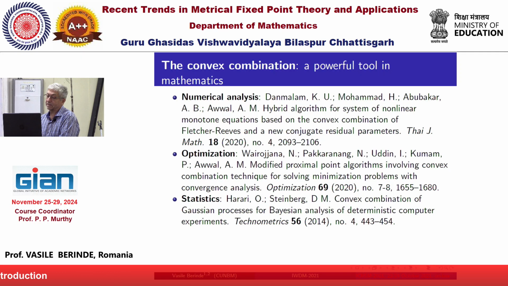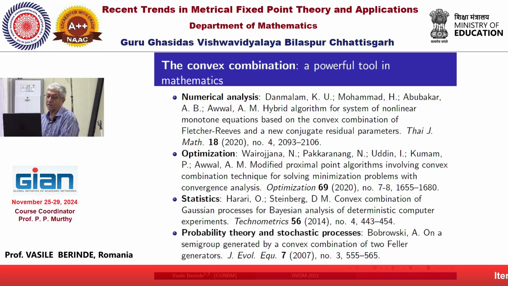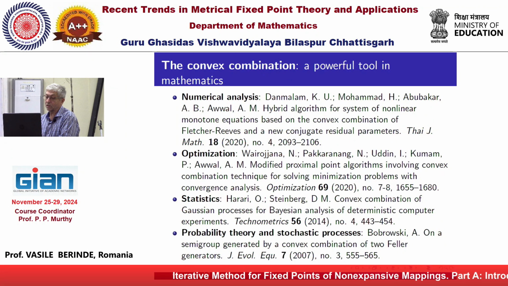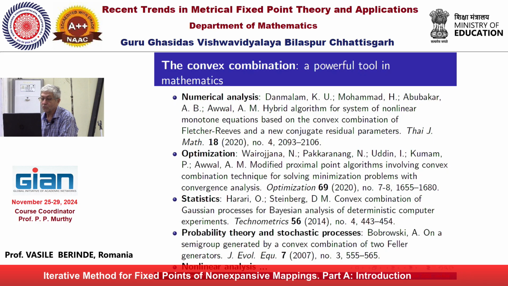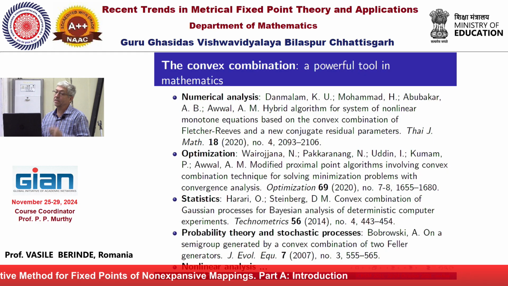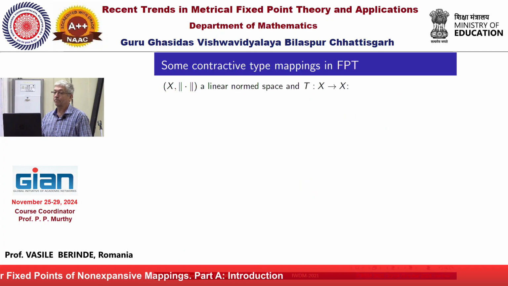Then in statistics, you can see again a convex combination of Gaussian processes and Bayesian analysis for deterministic computer experiments. Probability theory and stochastics, again: semigroups generated by a convex combination of two Feller generators. The same idea, to combine. In nonlinear analysis, we'll speak now.